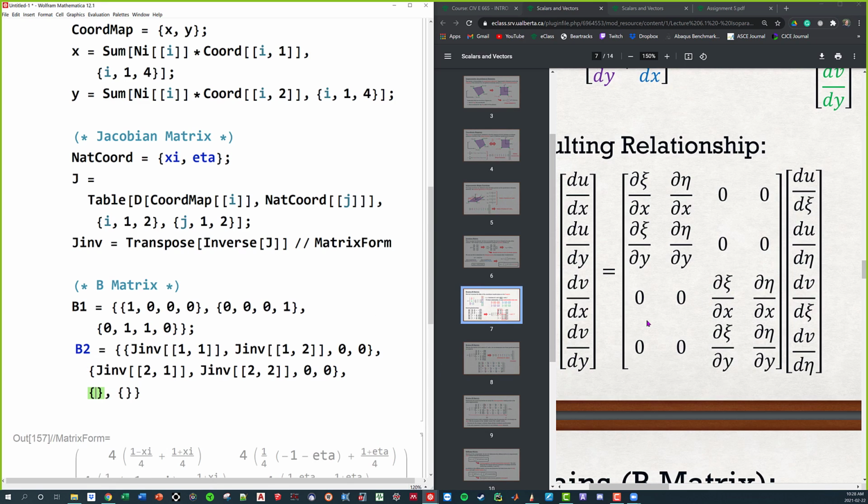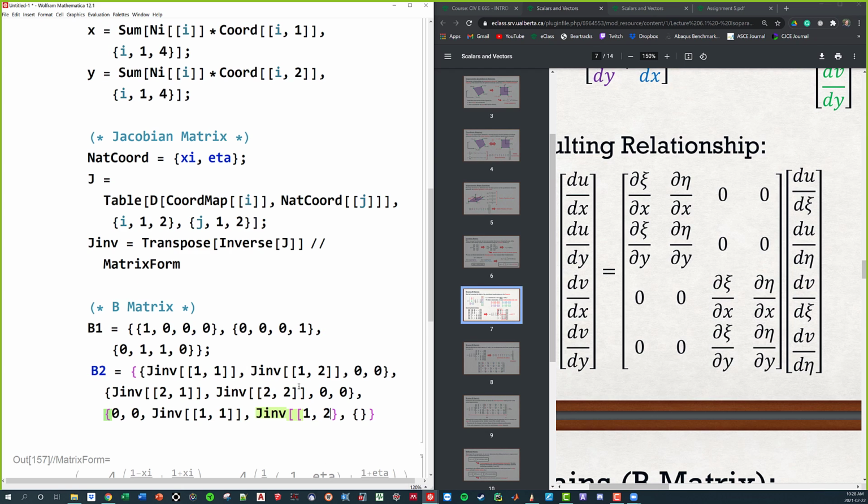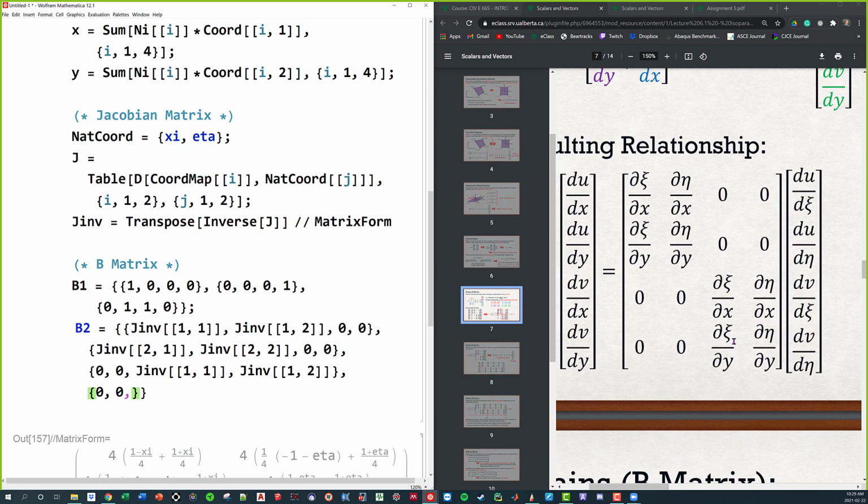So if we look at the third row, the first two components are all 0, so I'm going to write 0, 0. Our next component right here is going to be the first component of J inverse, so J inverse 1, 1. Then we go on from there. This is going to be component 1, 2 of J inverse, just like this. And finally, our last row, which is 0, 0, and then we have J inverse 2, 1 and J inverse 2, 2.